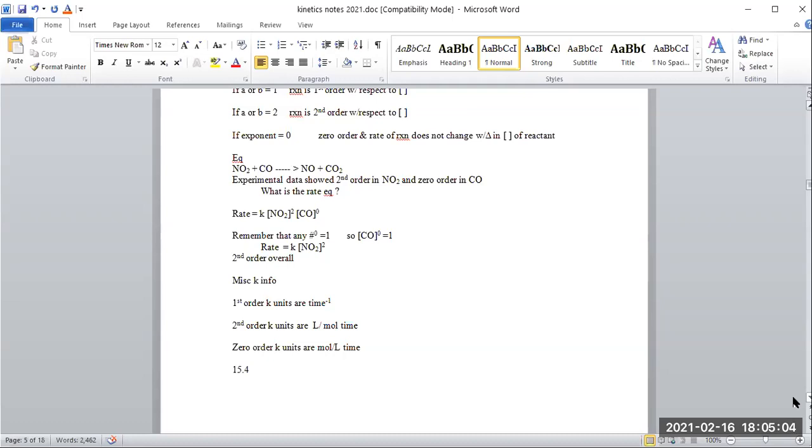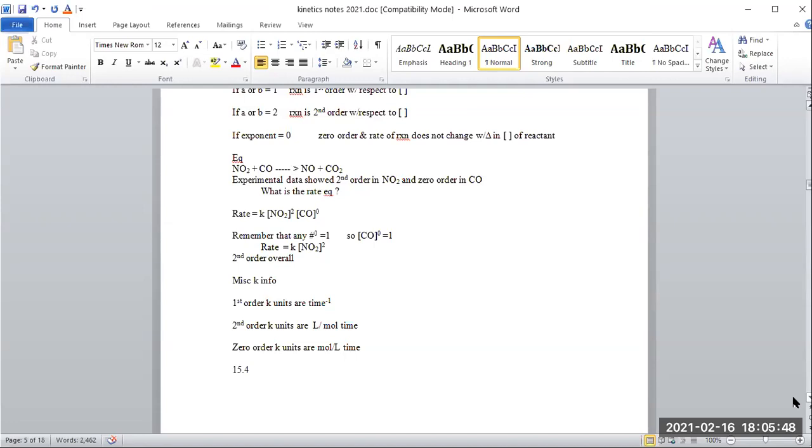Here's a different one for your example here. We have NO2 and CO make stuff. If somebody tells me that upon analysis of their experimental data, my NO2 was second order and my CO was 0 order, you can sort of temporarily write your rate law as rate equals K, NO2 to the second, CO to the 0. But then reminding you, to the 0 power means it's just a 1.